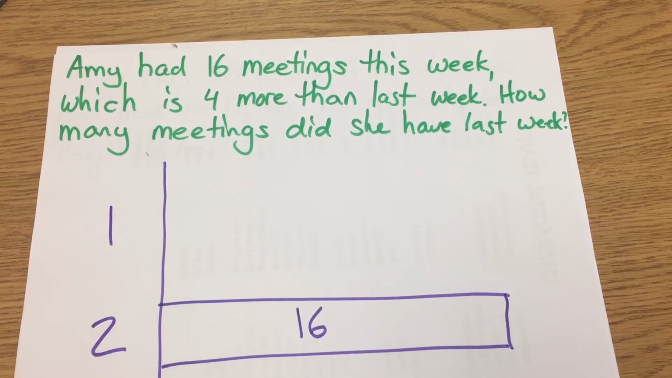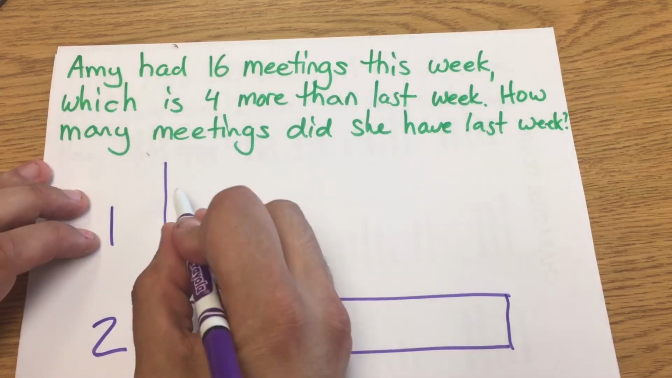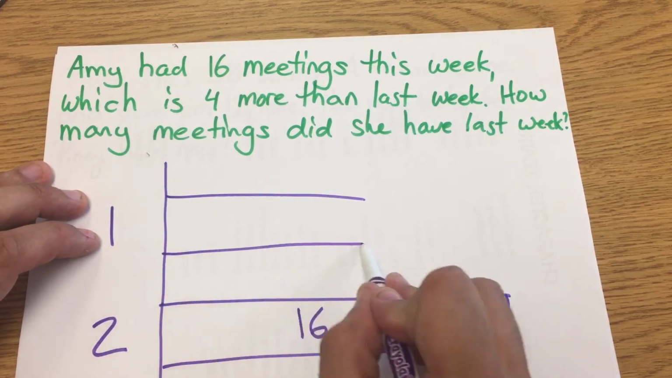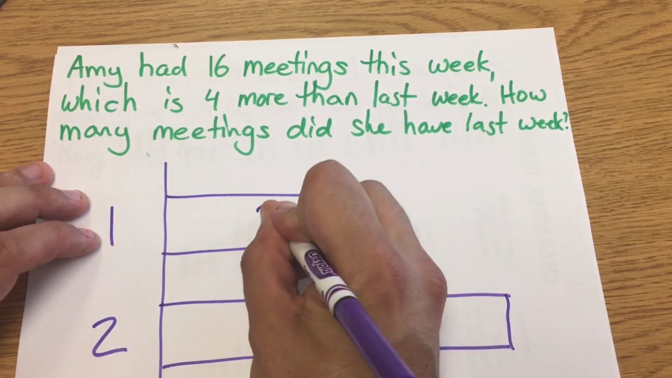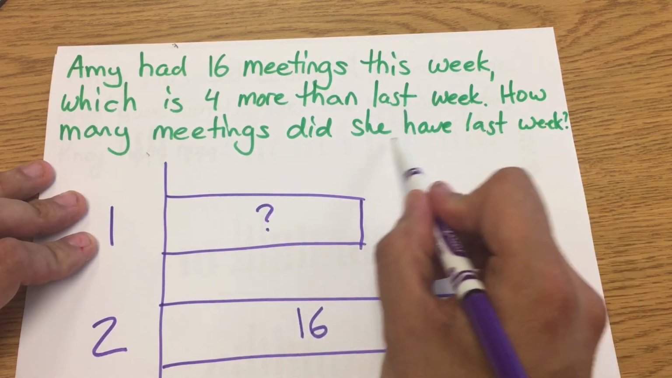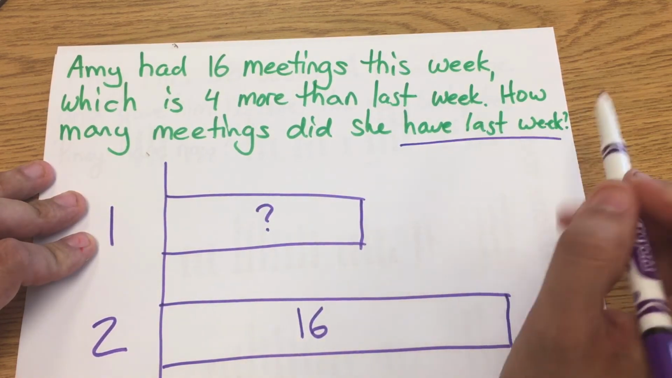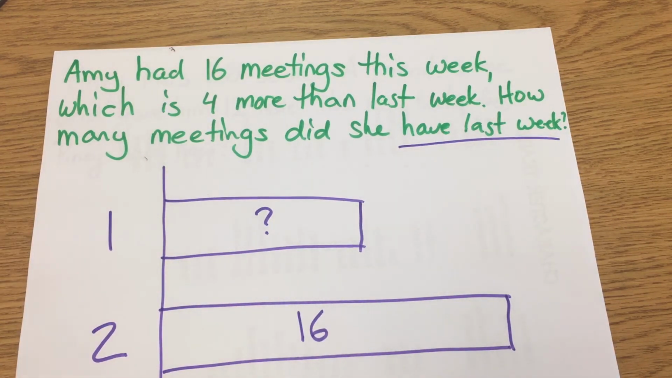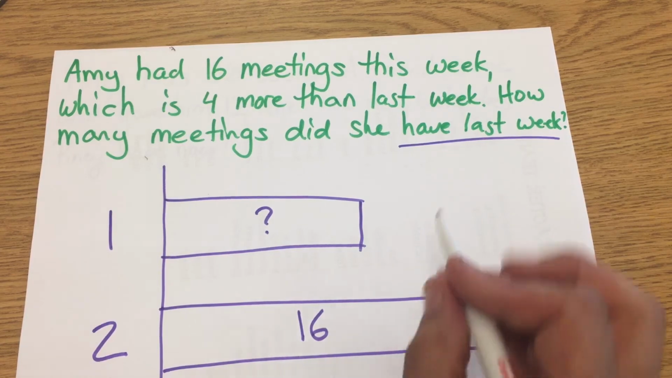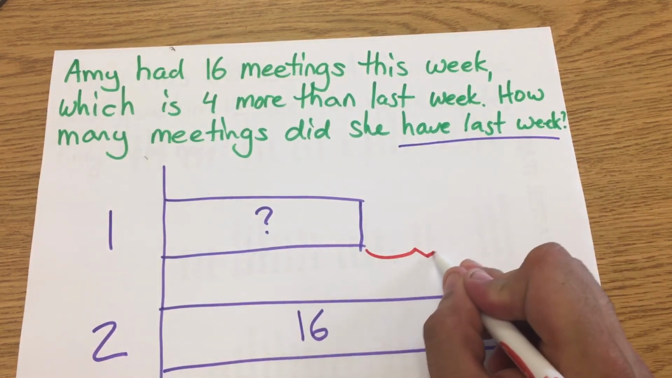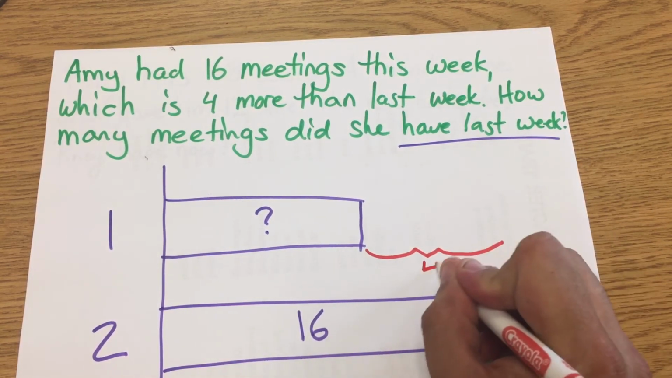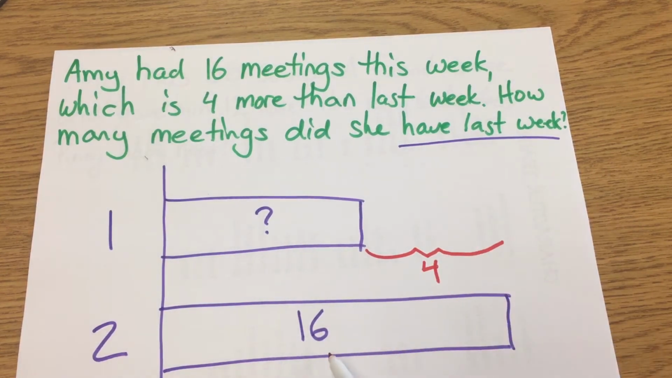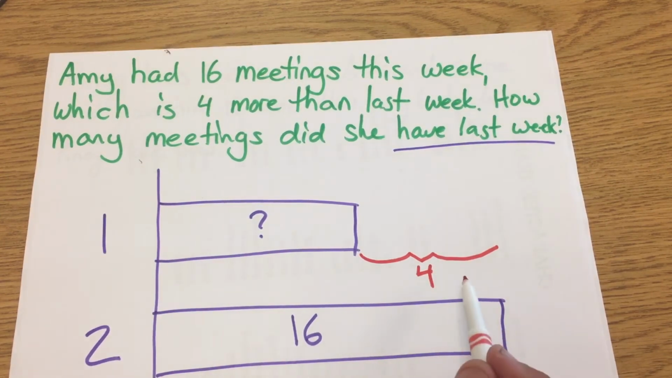So last week, I must have had a smaller number. So I'm just going to draw a box. I don't know exactly how big to make it. That's the amount that I have to figure out. How many meetings she had last week. That's week number 1. We're not sure. But I know that this week, she had 4 more meetings than last week. So I'm going to draw my brace right over here to show the difference between the two. This time we know the difference, it's 4.